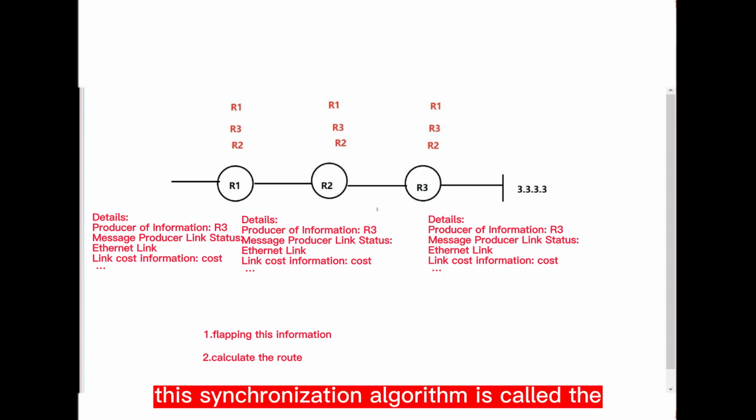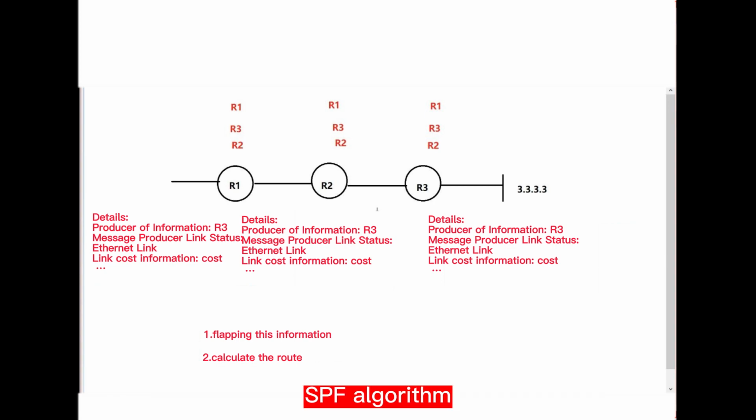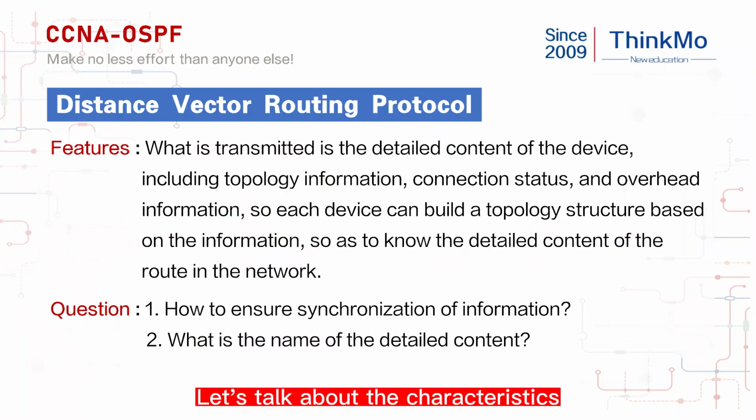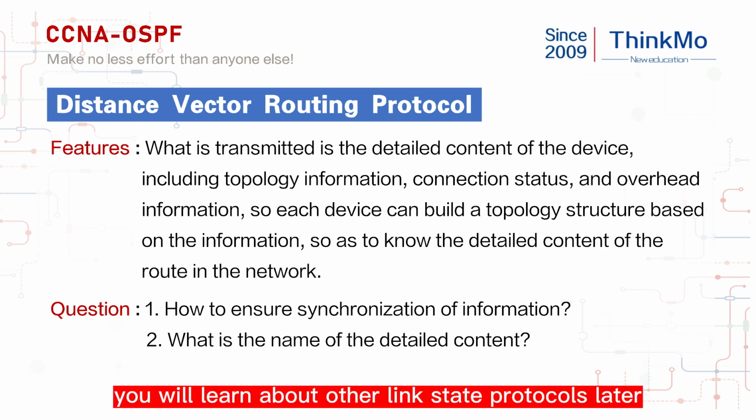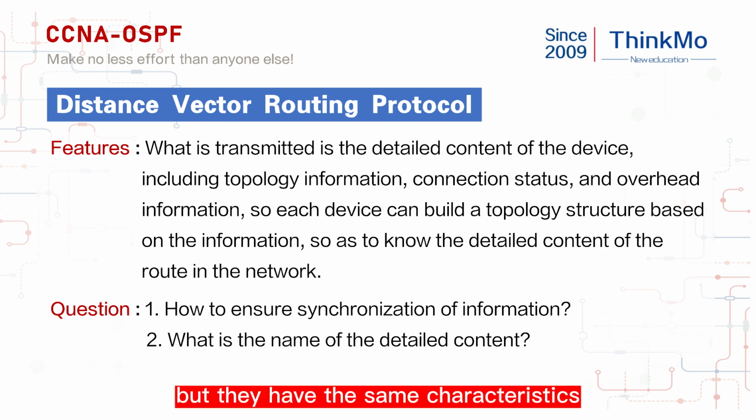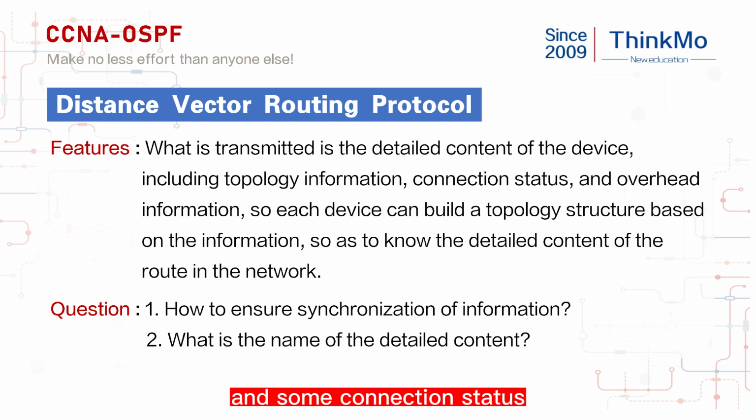This synchronization algorithm is called the OSPF algorithm. Let's talk about the characteristics of the link state routing protocol. You will learn about other link state protocols later, but they have the same characteristics. It passes the details of the device, and contains overall topology information, some connection status, and cost information.